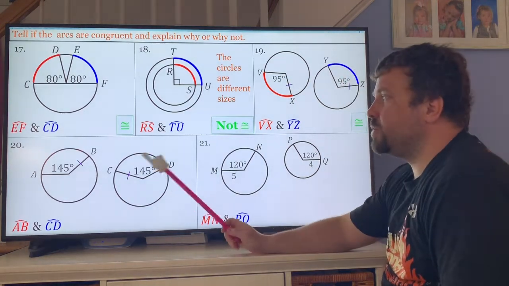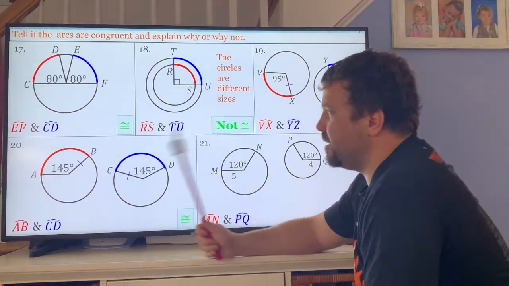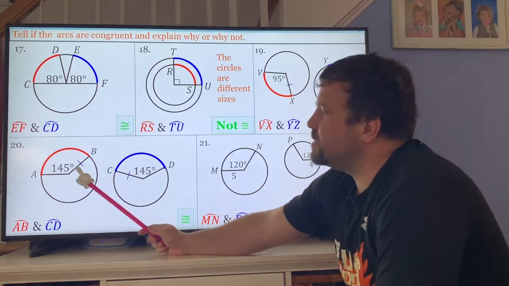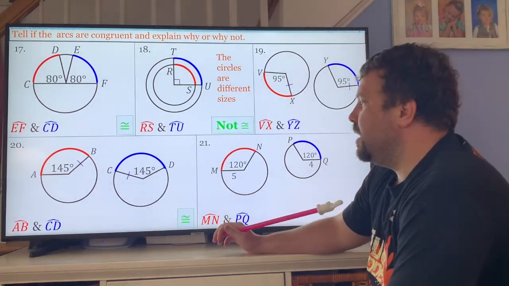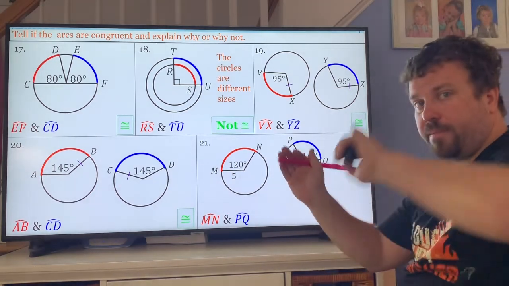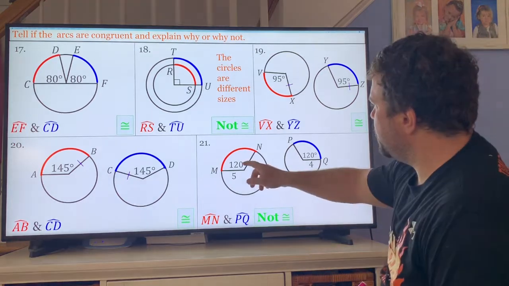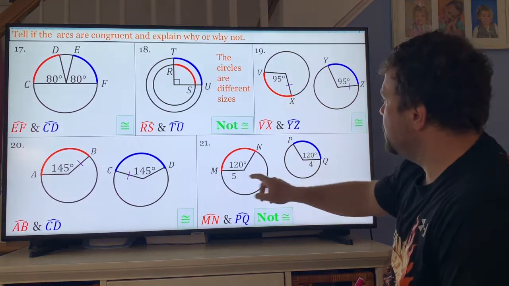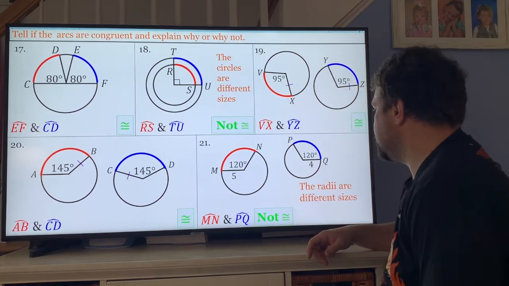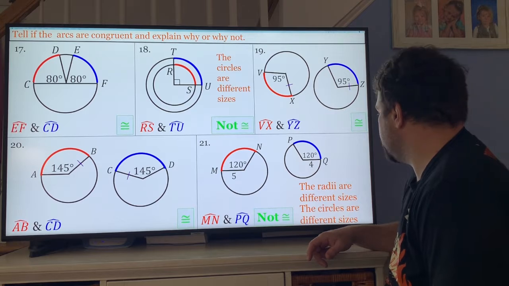Ready? For number 20, AB and CD, you should get congruent again. The radii are the same, therefore the circles are the same. Measurements are the same, therefore they're good. All right, this one right here, you should get not congruent. Ooh, 120, 120, they're the same. But however, the radii are different sizes. Even though they're just slightly different sizes, it's still not congruent. Got it?